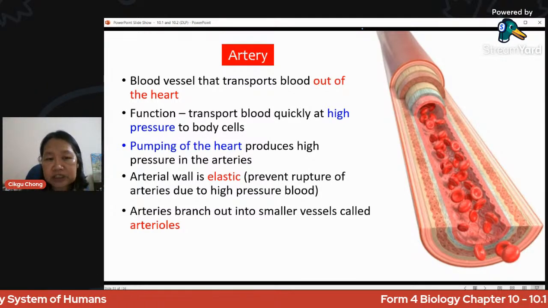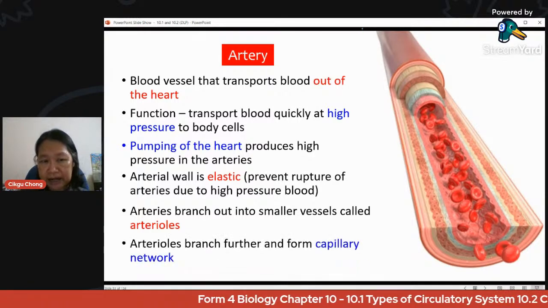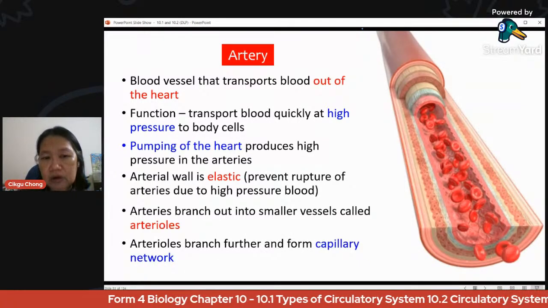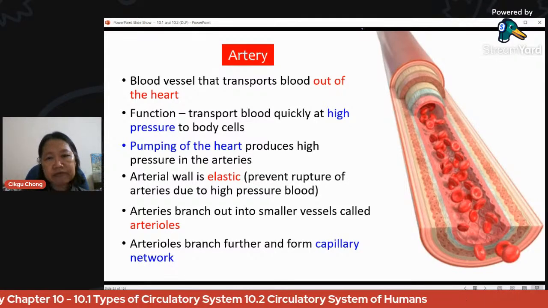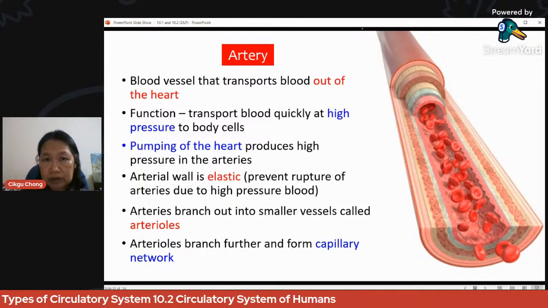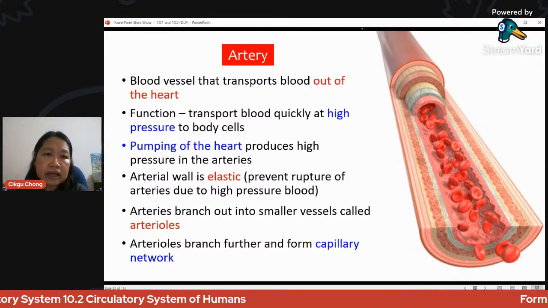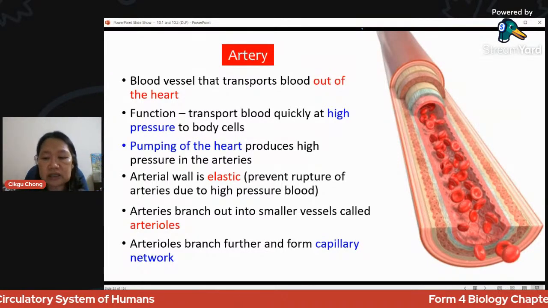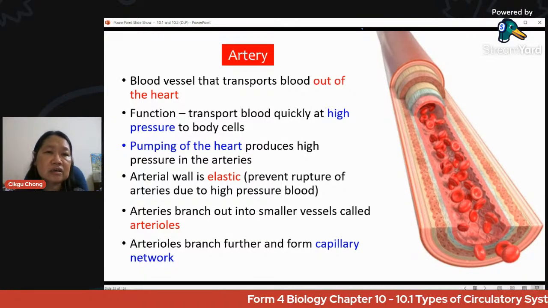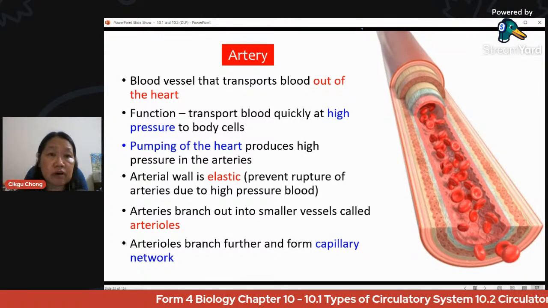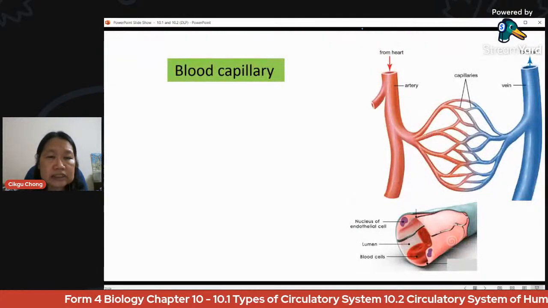Okay, this artery branches out into smaller vessels called arterioles. And then arterioles will branch out into smaller ones called capillaries. So there's one artery. After that, you get capillary. And after capillary, you'll be connected back to the vein. So they are all interconnected and it's closed. Your blood never flows out of the artery. Your blood never flows out of the vein. Okay, it's a closed system.